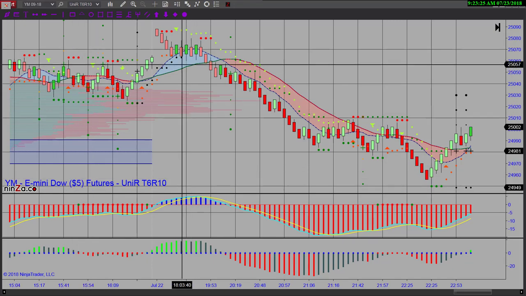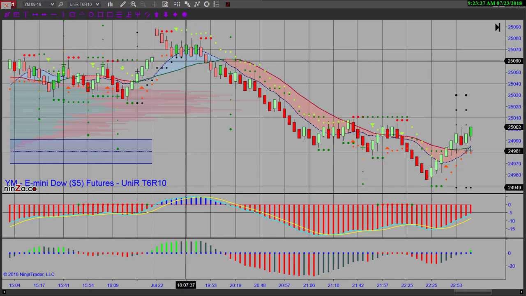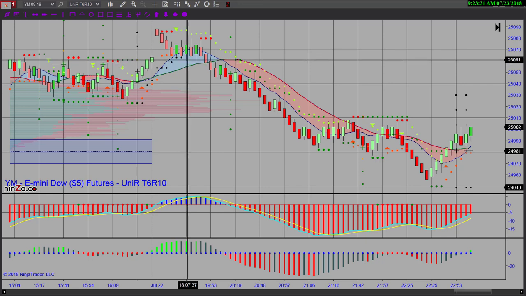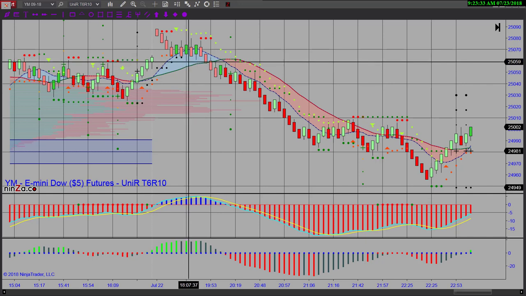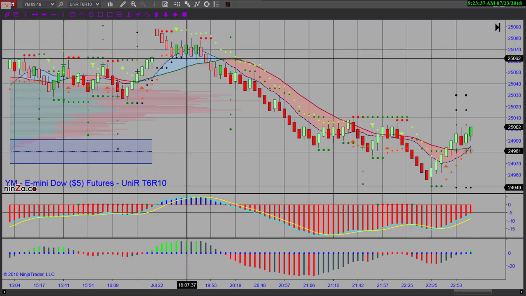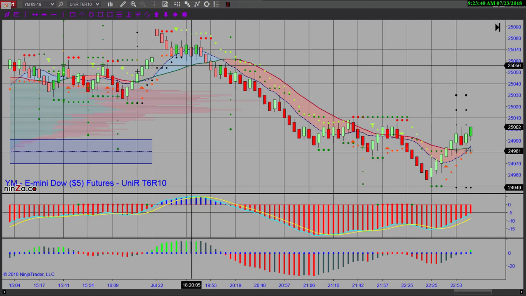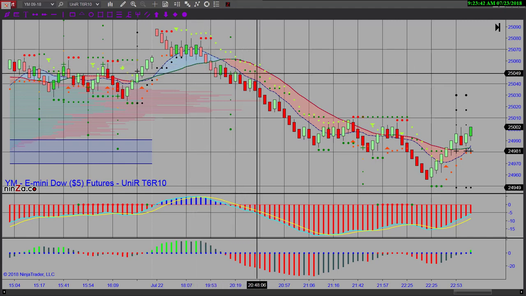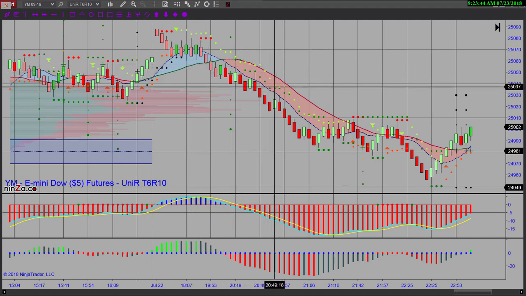Okay, just to show you a little bit about what I'm looking for, the blue line here, or blue shaded area, that means we're in an uptrend. That means the 9, the fast moving average, is above the slow moving average, which is a 20 simple. And vice versa, when it's below, it's in a downtrend.